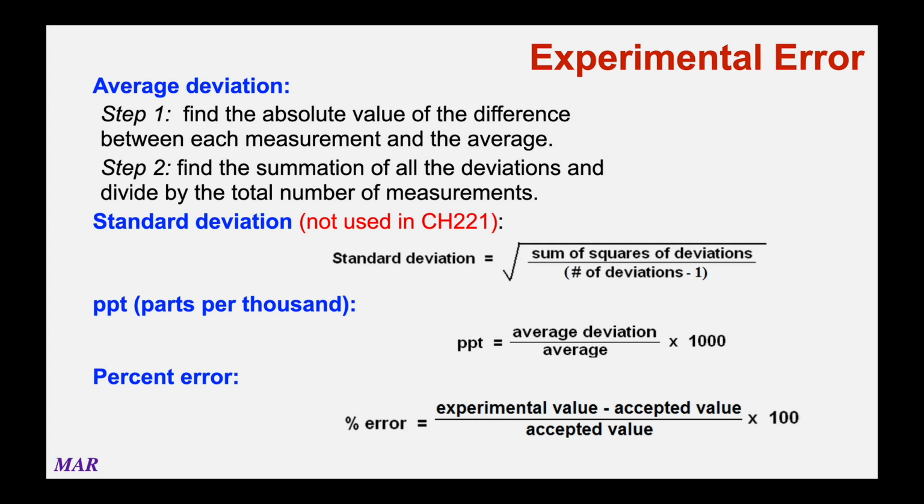For percent error, you do need to know the accepted value, maybe from an experimental paper that was published or some other important group. It's the difference between your value and the accepted value divided by the accepted value times 100%. And again, the smaller the percent error, the better your measurement, your calculation, was.